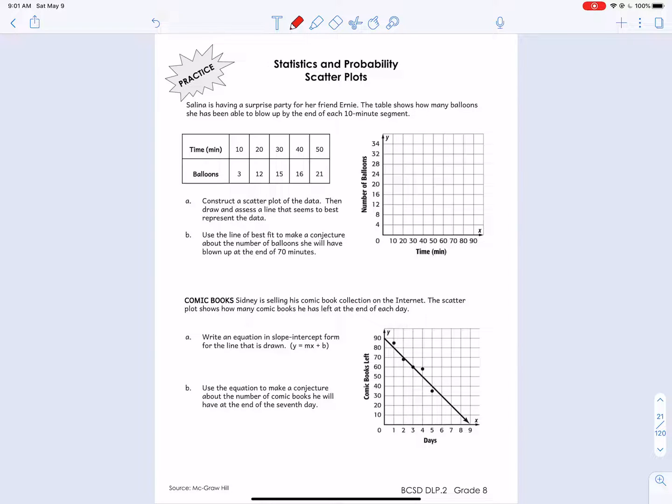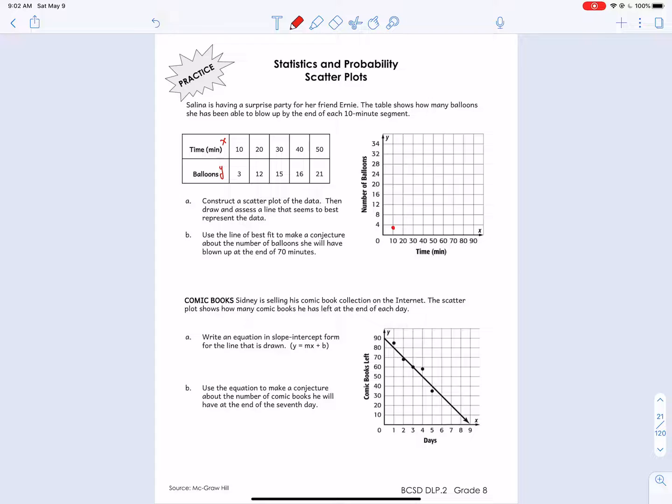So we need to first graph these points that are given in the table and then draw a line of best fit and then make a conjecture or a prediction based off of that. So let's graph it first. Time is our x-axis, balloons are the y-axis. At time 10, we have 3 balloons, so a point right below the 4. Again, it's not going to be perfect, but it'll be enough to see if there's a correlation or a trend.